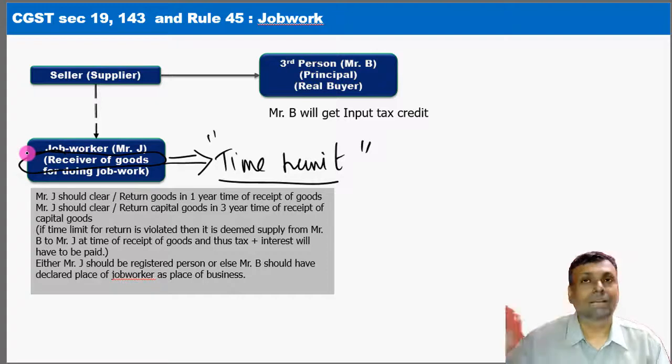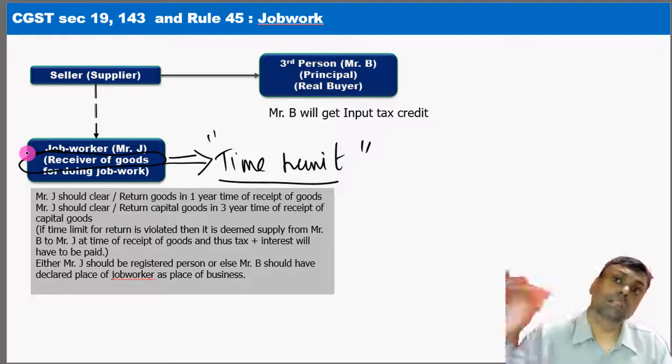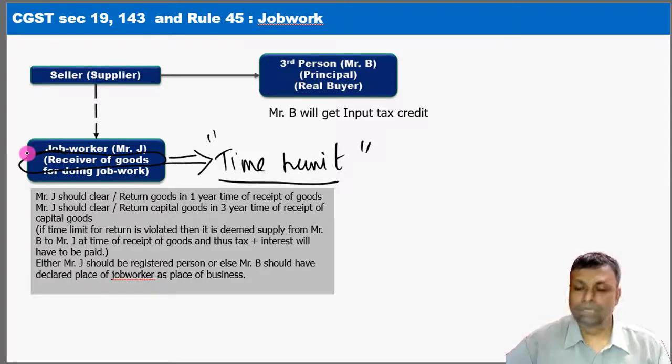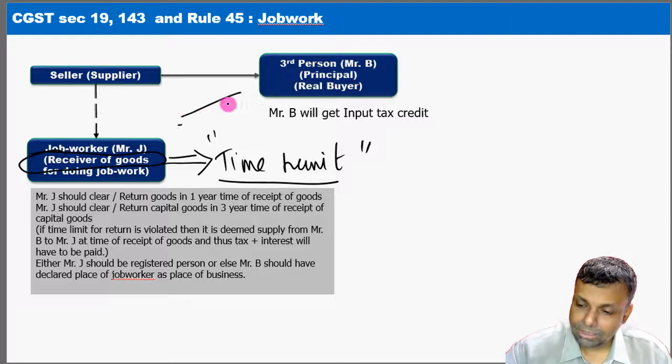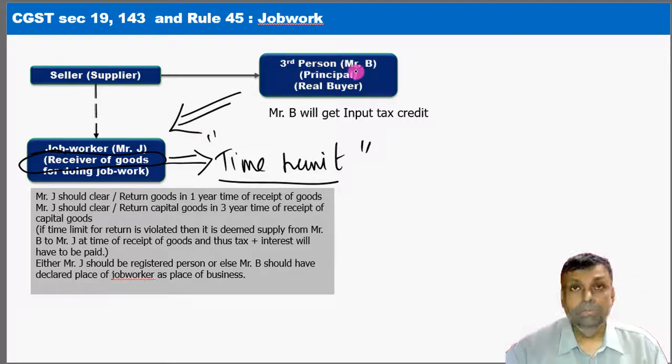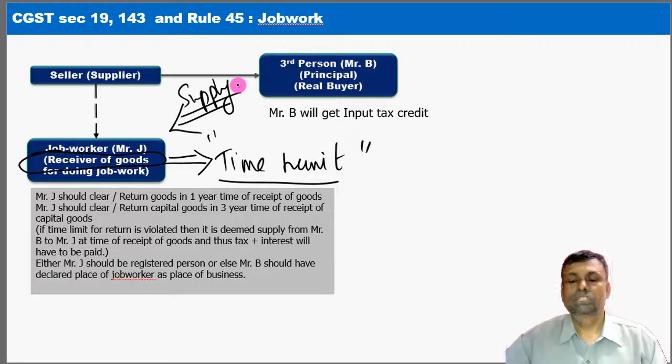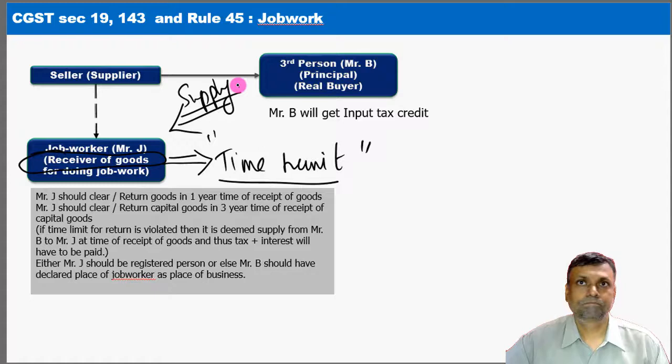But then he is not transferring the goods either to Mr. B or to someone else under the direction of Mr. B. Okay. So he is violating this particular time limit. So in that particular case, there is a deeming fiction. In that case, it is said that it shall be deemed that Mr. B has supplied that particular goods to the job worker.